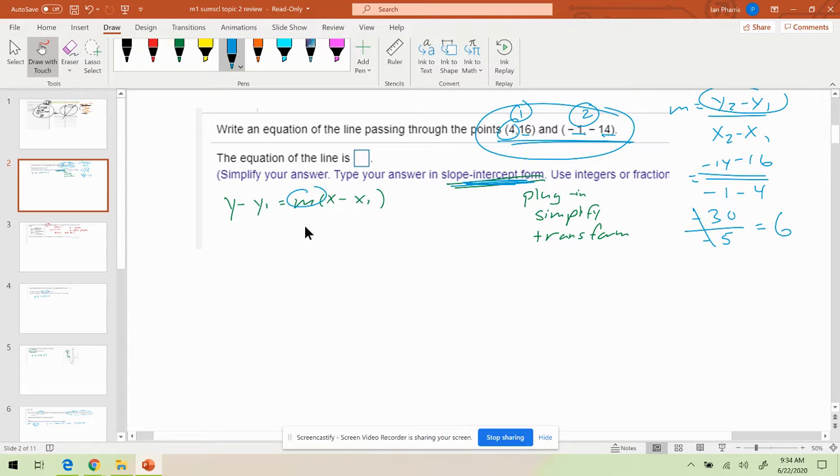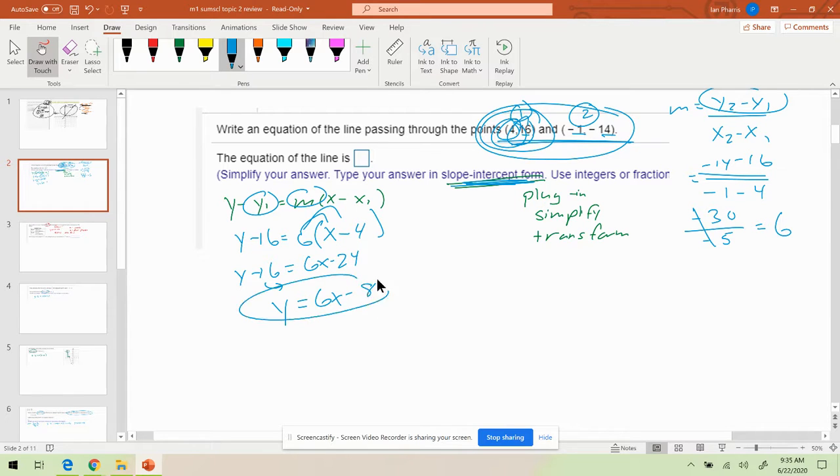So our slope right here is going to be 6, and then we choose one of the points. Why don't we choose this one for our y1 and x1? So it's going to be x minus, what is the x1? It is 4. And then what's our y1? It is 16. So it's y minus 16. That's how you plug in the points. Now we have to simplify and transform. Let's distribute: 6x minus 24. And that's y minus 16. Let's add the 16 to the right side. So it's y equals 6x negative 24 plus 16. I think that's minus 8.